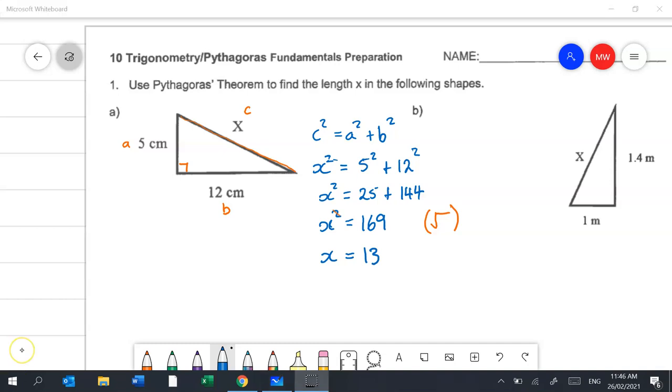And just quickly before we finish, we must not forget to put our units, which are centimetres.